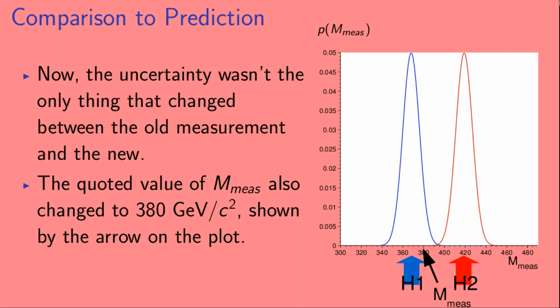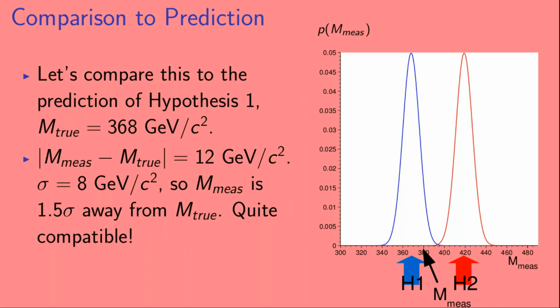Now, the uncertainty wasn't the only thing that changed between the old measurement and the new. The quoted value of m measured also changed to 380 GeV/c², shown by the arrow on the plot. Let's compare this to the prediction of hypothesis 1, m true equals 368 GeV/c². Here, the absolute value of m measured minus m true is equal to 12 GeV/c². Now sigma equals 8 GeV/c², so m measured is 1.5 sigma away from m true, and that's quite compatible.